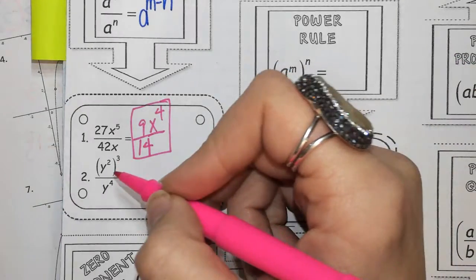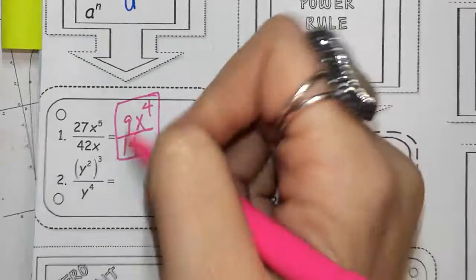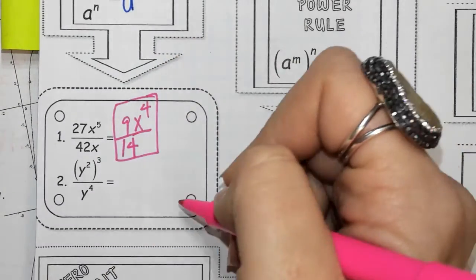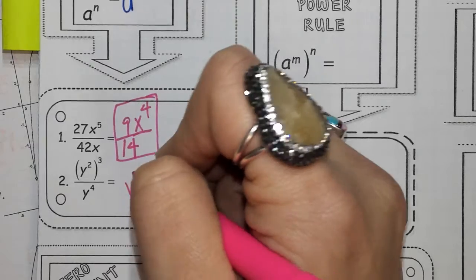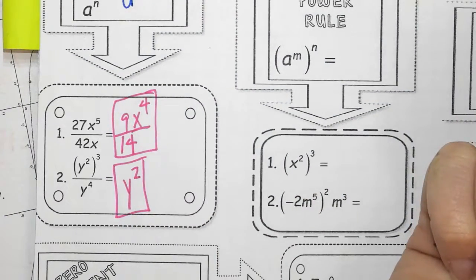All right, number 2. What are you going to do with that 2 and the 3 first? Multiply. You multiply them. So 2 times 3 is? And then 6 minus 4 is? 2. No, I get to say that, not you. This is my job.